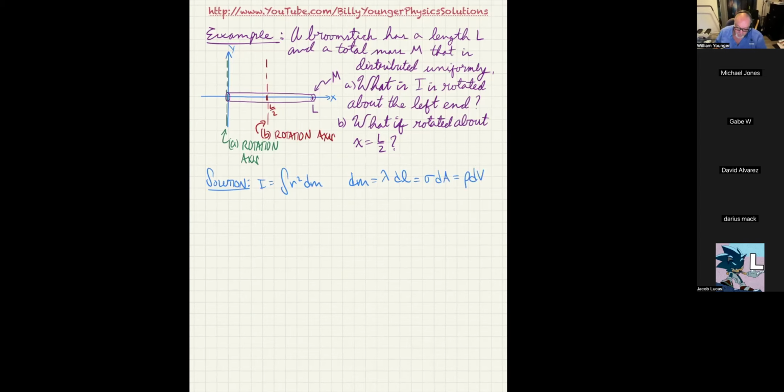Okay. Now, when we use that, if we're told that the mass is uniformly distributed, then that means lambda or sigma or rho will be a constant. And that's what we have here. So let's start off with part A. I'm going to draw a little mass segment, and I shall draw it in green. So this is my differential mass element.